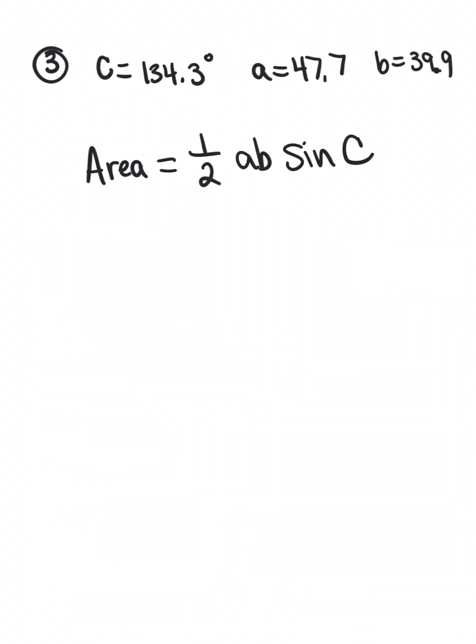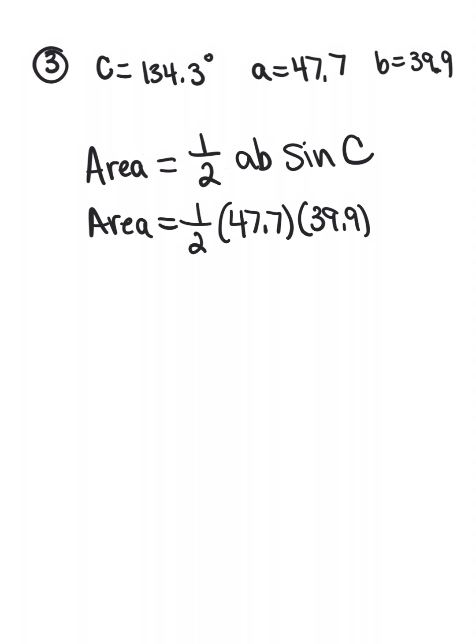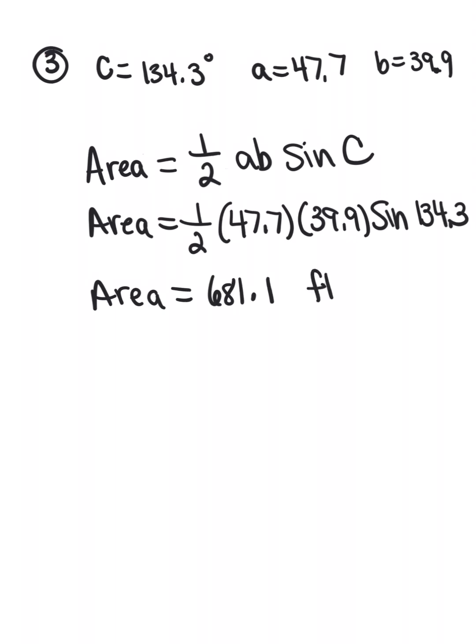So here we have that the area is half AB times sine of C, so we have that the area is equal to 1/2. A is 47.7 times B, which is 39.9, times sine of 134.3. And so we have that the area is equal to 681.1 square feet.